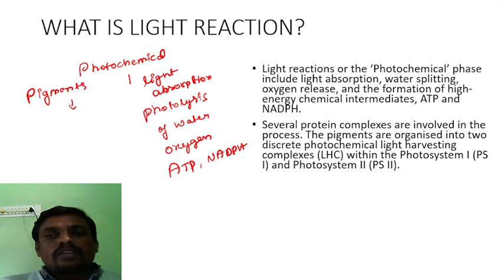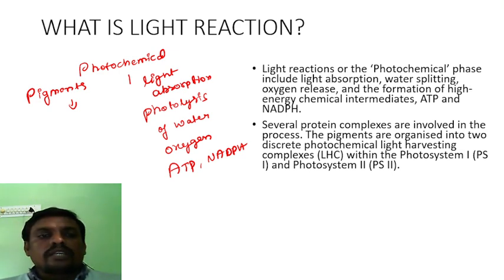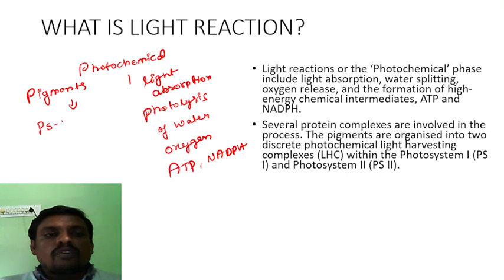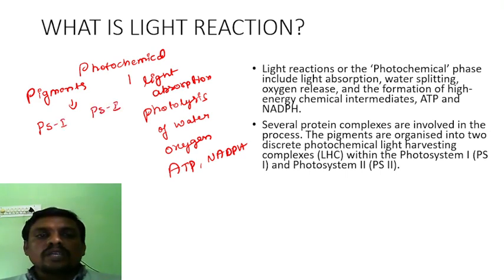These pigments are organized into two discrete photochemical light harvesting complexes. What are they? Photosystem 1 and photosystem 2. The second one is photosystem 2.